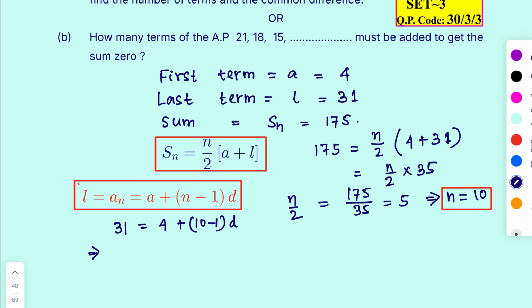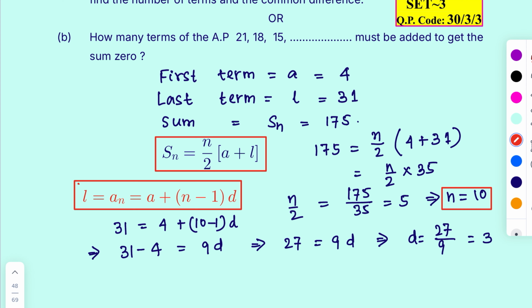Or we can write this as 31 minus 4, that is 27. 31 minus 4 is equal to 9d, or we can write 27 is equal to 9d, or d is equal to 27 by 9, which is equal to 3. This is the common difference. This is the first part.